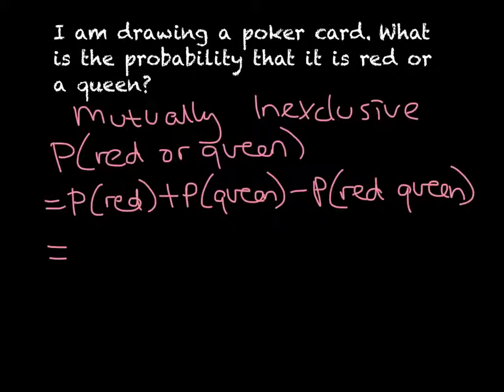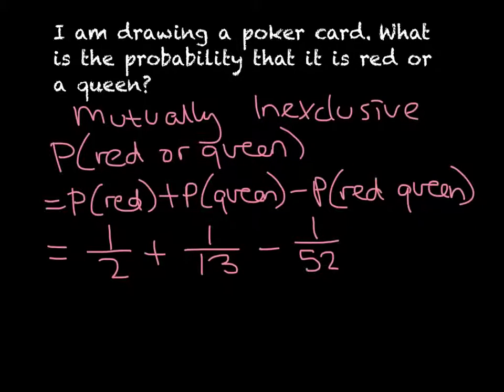Now, again, half of the cards in the deck are red. 1 out of 13 of the cards are queens, and only 1 out of 52 of the cards is a red queen. So if we calculate the math here, we end up with 29 over 52.